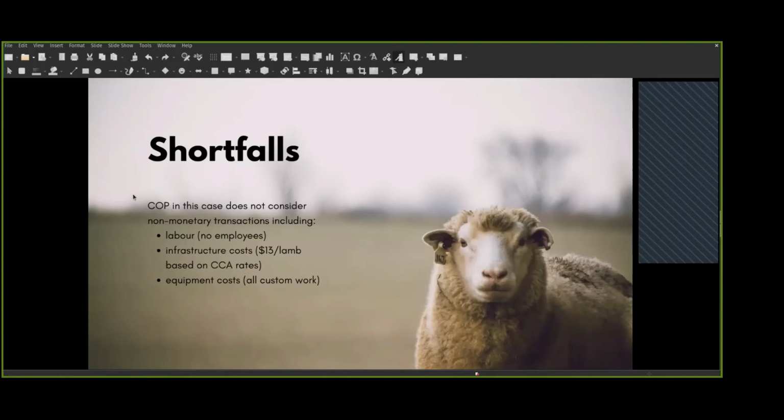that number. So you would be getting closer to the $200 mark if we included both labor and infrastructure costs. And again, this is where the enterprise budget would be better and does take that into consideration, because I only use numbers that were from my accounting records.